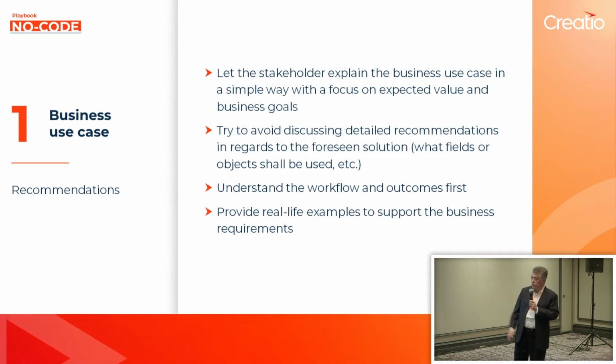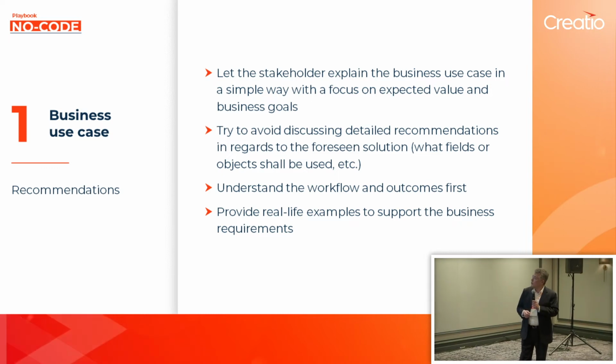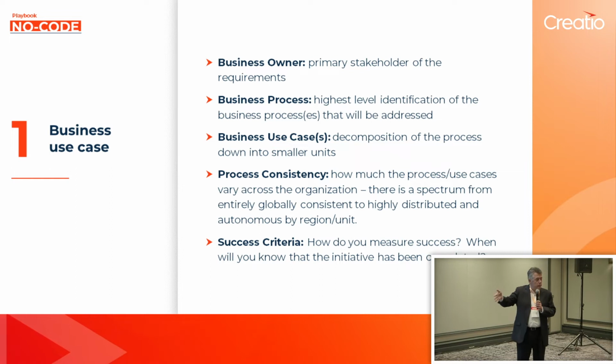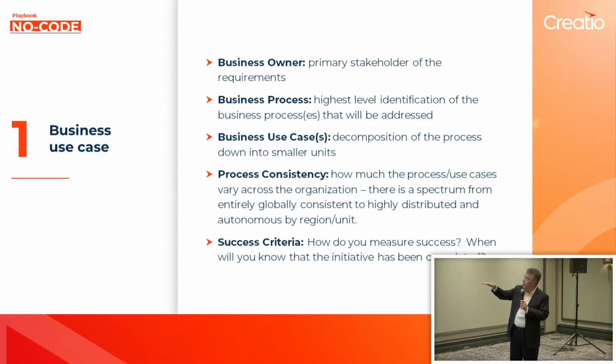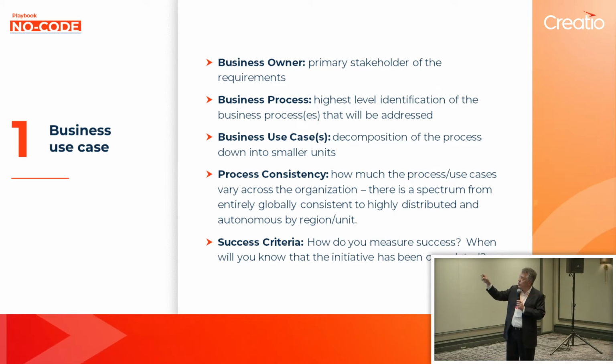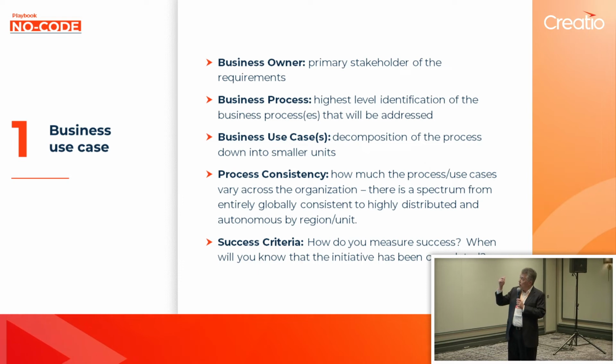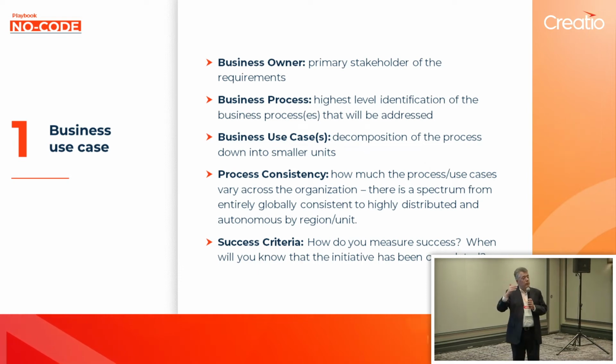So now I think we're going to do a real life example. Actually, before we do that, if you were to write down a template, this is a high-level view of what that template would look like. Obviously, the owner is clearly identified. You know who the stakeholder is. They've articulated the highest-level business process. Could be more than one process, but it probably shouldn't be 20.